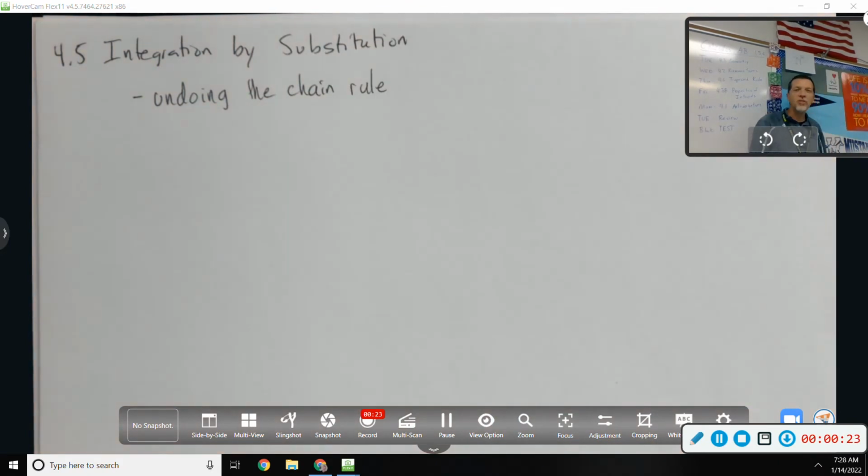By the way, there was a chain rule derivative problem on the test. Find the derivative of sine of 3x, I think it was. I don't remember how many got it right or wrong, but that was on there.